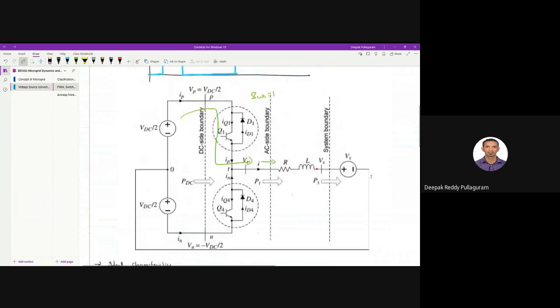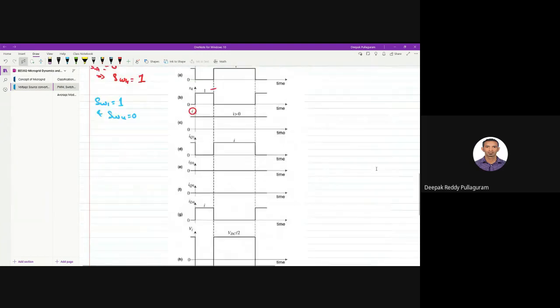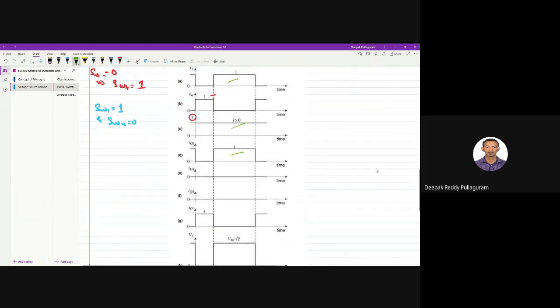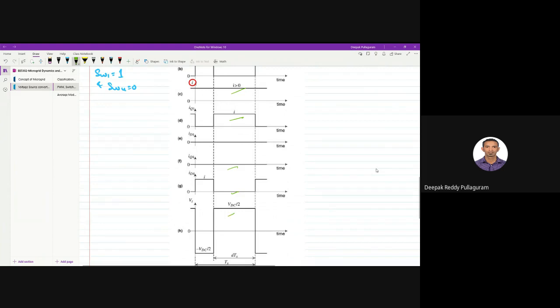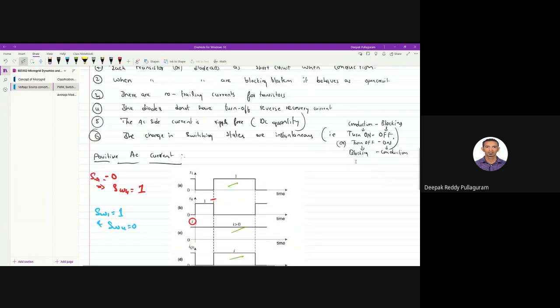And what about the voltage at VT? Plus VDC by 2. So let's check that. Current is positive. Everything, current is flowing through IQ1. And ID1 is 0, IQ4 is 0, and ID4 also comes to 0. And we have plus VDC by 2 here. So everything is satisfied. So this is how our positive current will move.